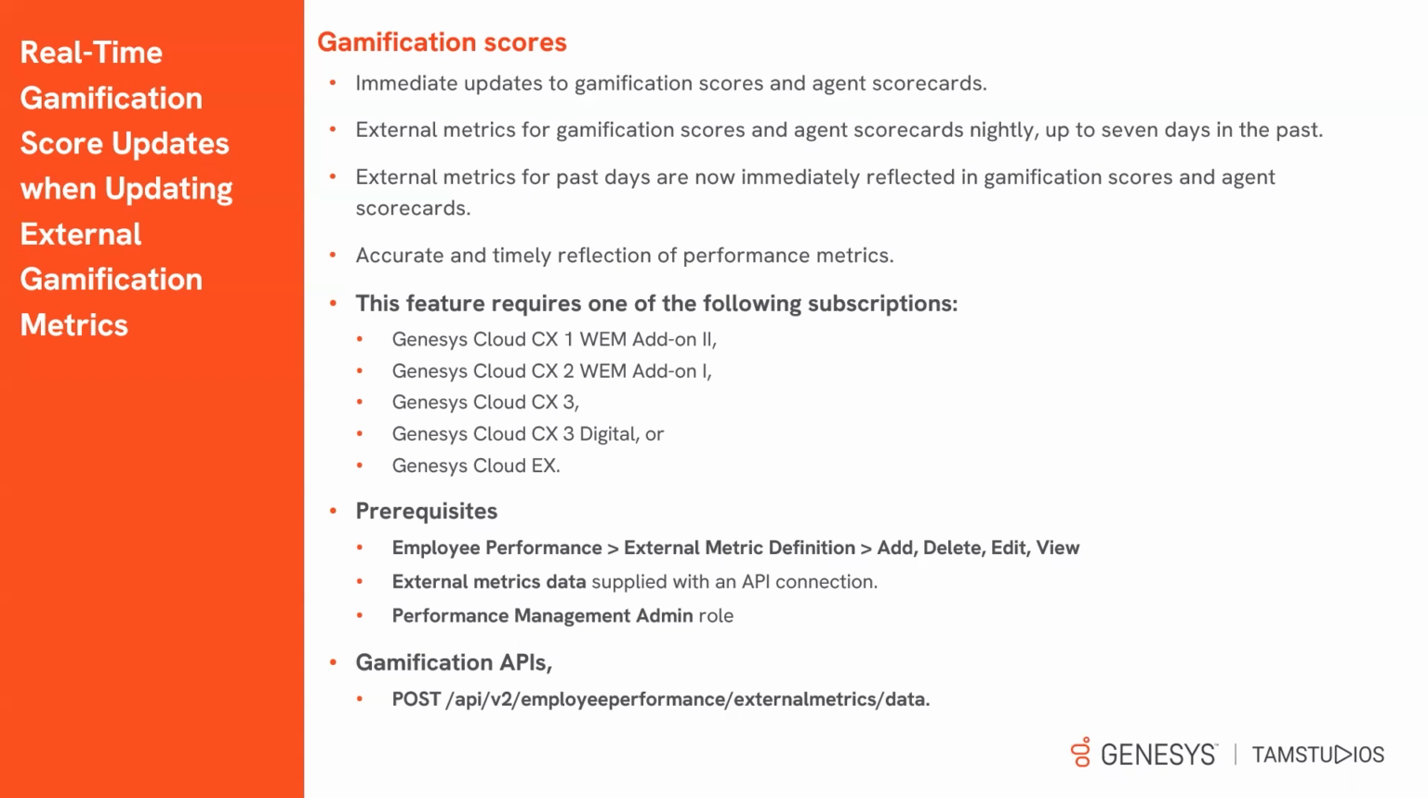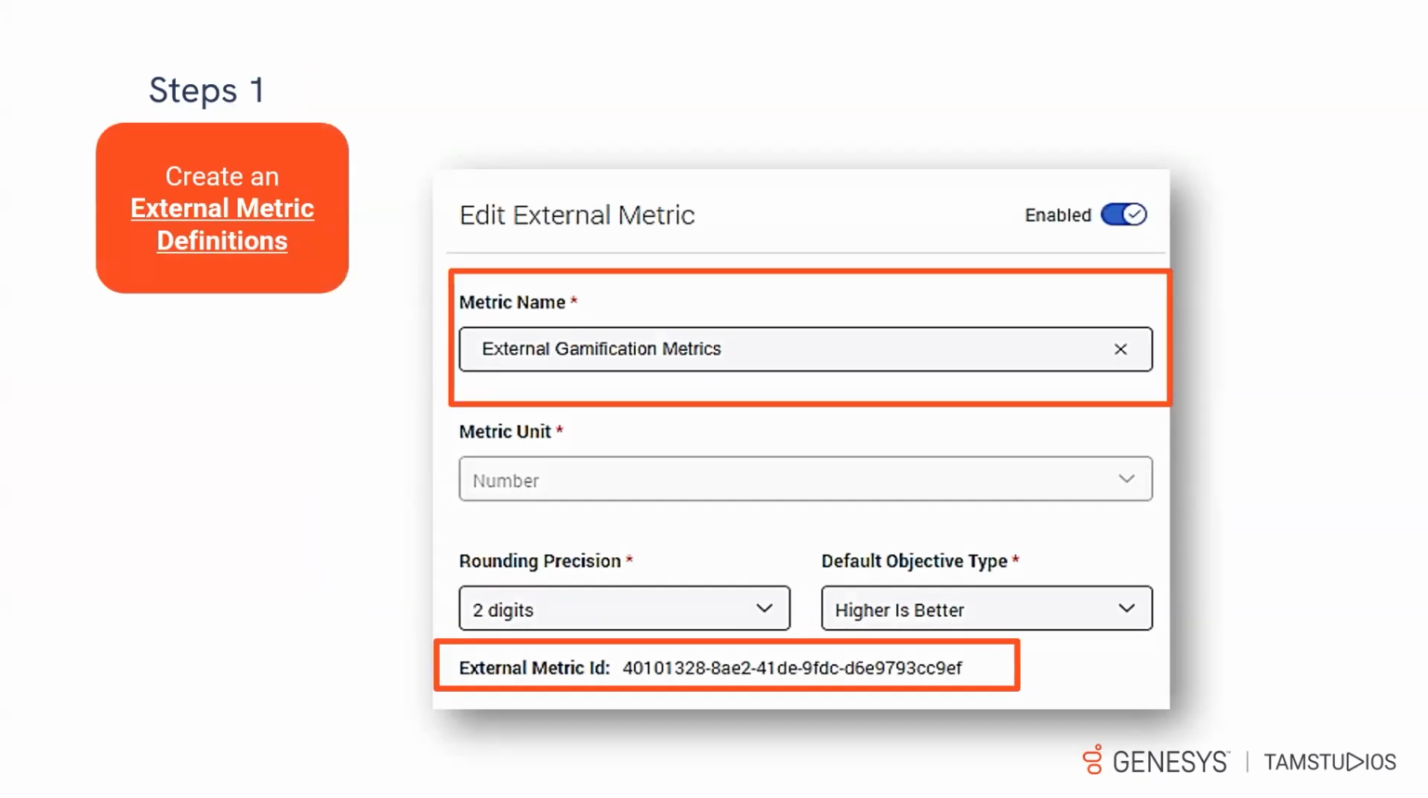So how do we do it? We do it through a gamification API, through a POST command on the API v2 employee performance external metrics data, where we need to fill in the information. There are a few steps that we need to follow to enable this external metrics definitions.